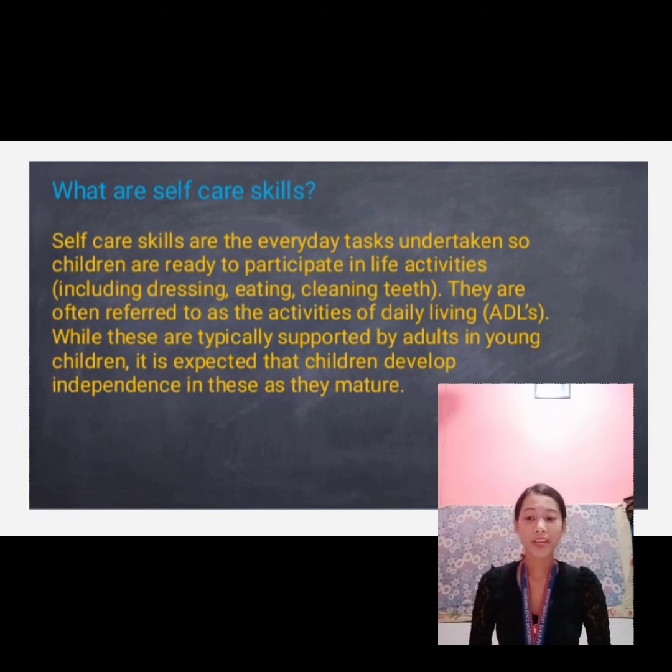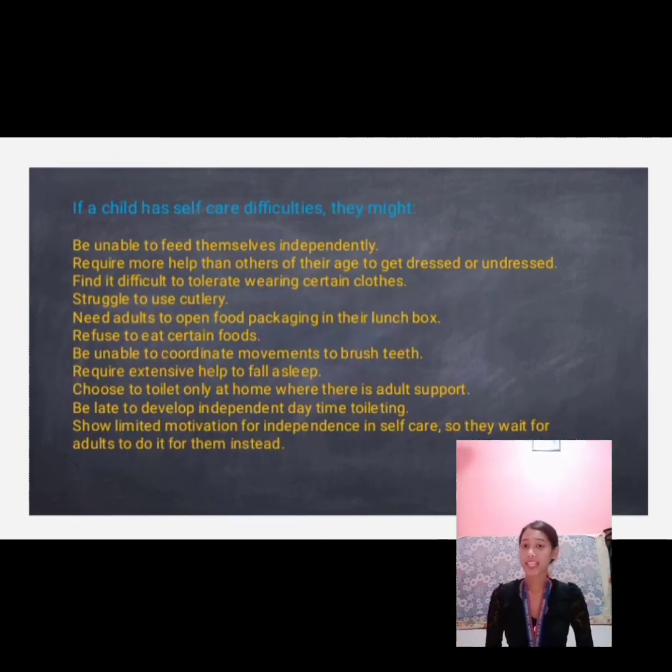While these are typically supported by adults in young children, it is expected that children develop independence in this as they matured. And now let's proceed to the next slide, which is if a child has self-care difficulties, they might, number one, be unable to feed themselves independently. Number two, require more help than others of their age to get dressed or undressed. Number three, find it difficult to tolerate wearing certain clothes.